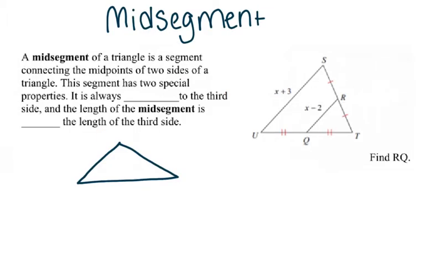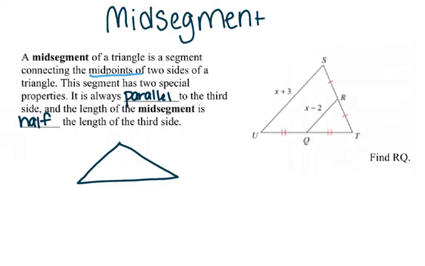All right, mid-segment. So we're going to learn more about a mid-segment later. I just want you to understand the vocabulary first. A mid-segment of a triangle is a segment connecting the midpoints, very important, of two sides of a triangle. This segment has two special properties. It is always parallel to the third side, and the length of the mid-segment is half the length of the third side.